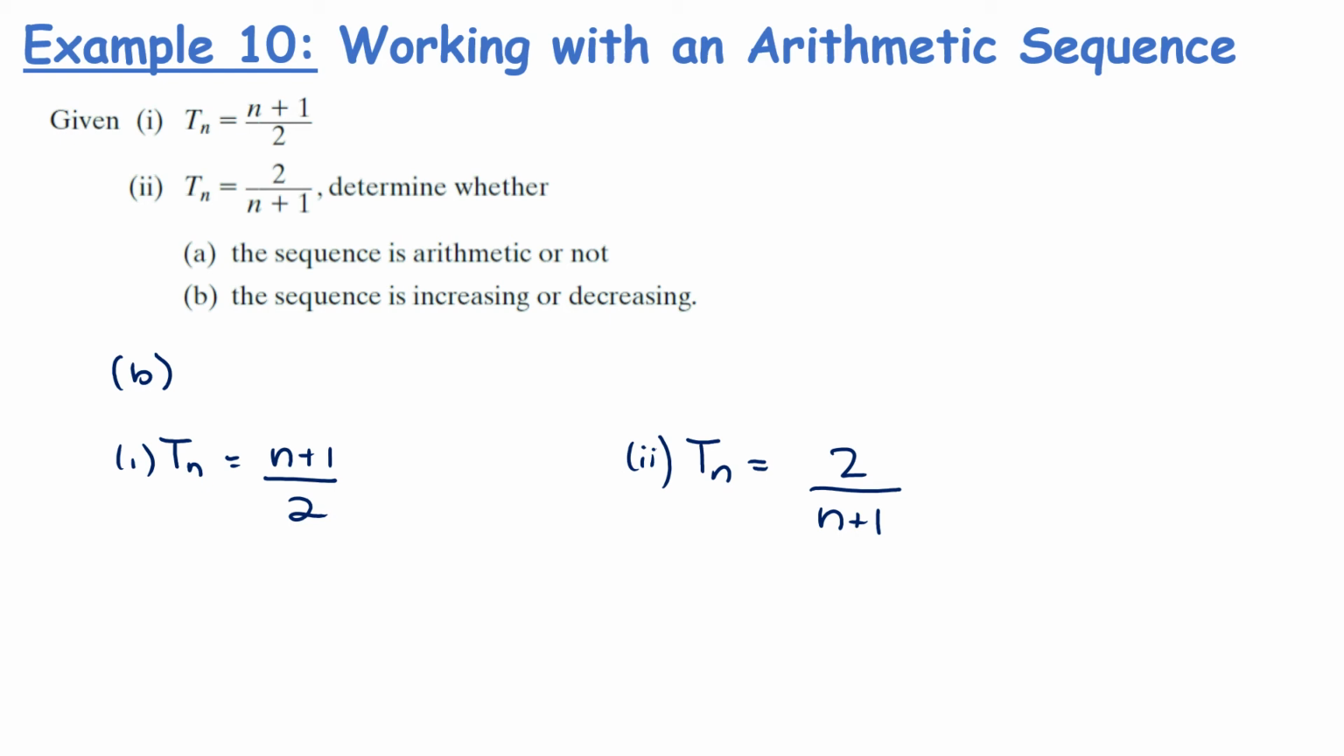So what is happening to this fraction as n gets bigger? So as n gets bigger, the numerator is getting bigger, the denominator is staying the same, so this will be increasing. And the second fraction, what is happening to this as n gets bigger? So as n gets bigger, the denominator is increasing. So that means it's being divided by bigger numbers, which means it's actually going to be decreasing.